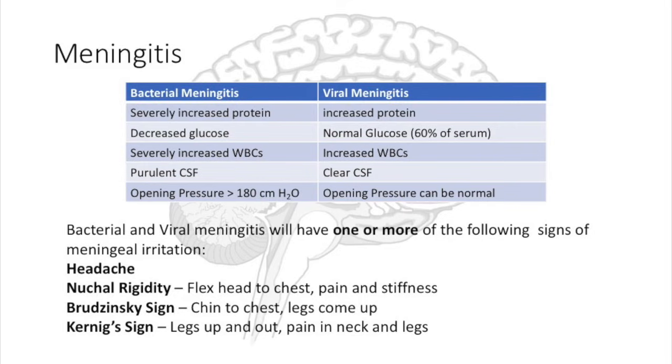So in meningitis, bacterial and viral both have signs of meningeal irritation, which is one or more of the following: headache, nuchal rigidity, Brudzinski's sign, or Kernig's sign. In Brudzinski's sign, ask the patient to put their chin to their chest, and their legs are going to come up from the pain. In Kernig's sign, you ask the patient to put their legs up and out, and they're going to experience pain in their neck and legs. So that's one of the signs of meningeal irritation, and that's when you suspect meningitis.